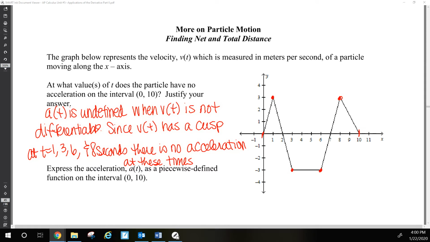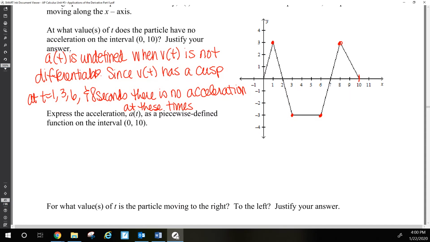All right, express the acceleration A of t as a piecewise defined function. So remember, A of t is the first derivative of our velocity. What is a derivative? That's the slope of the tangent line. We've got a nice piecewise defined function here because we've got 1, 2, 3, 4, 5 straight lines. If I want to find the slope of the tangent function on these lines, it's going to be the slope of those lines. So this isn't going to be that bad, but there are 5 pieces to it.